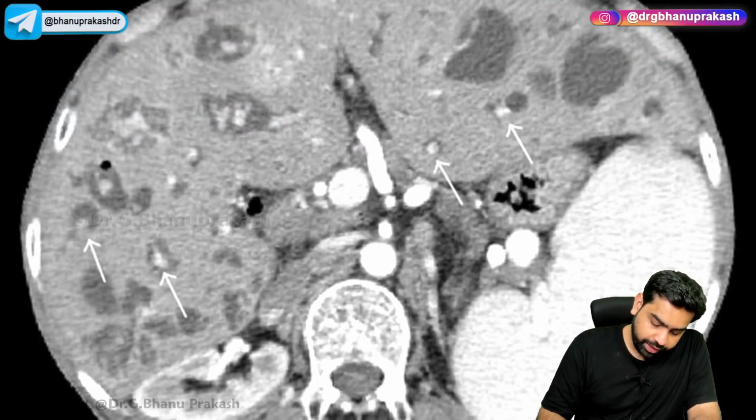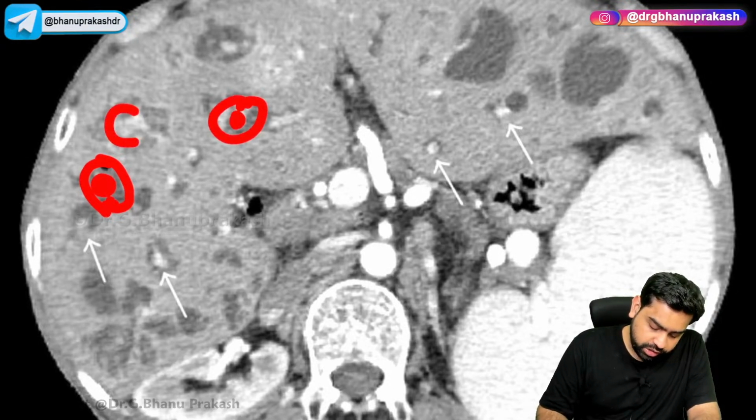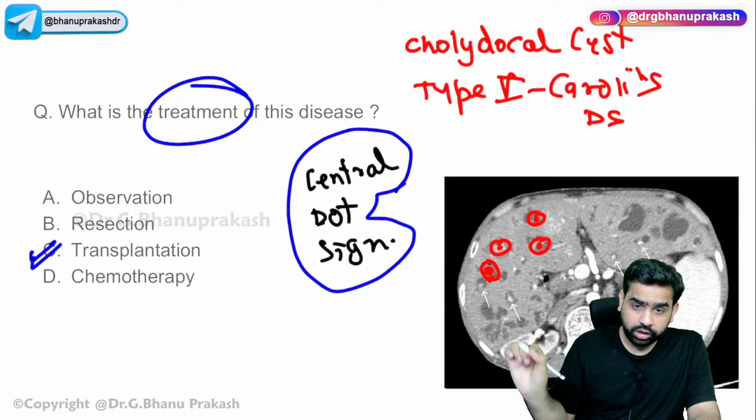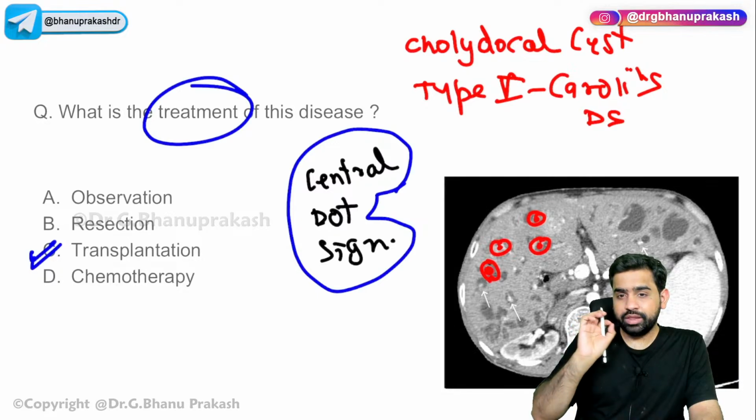I'll just explain how it is. Let's say this is a cyst, and in the center of the cyst there is a central dot. You have multiple cysts, and in all these cysts what you have is a central dot. The arrows are showing you the central dots, and these central dots are what? These are basically the hepatic arteries.